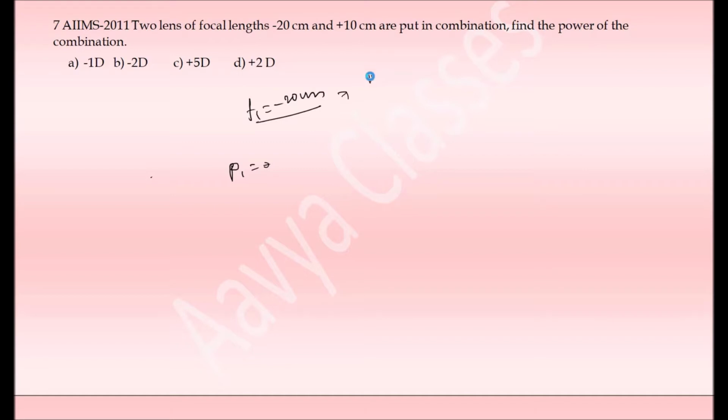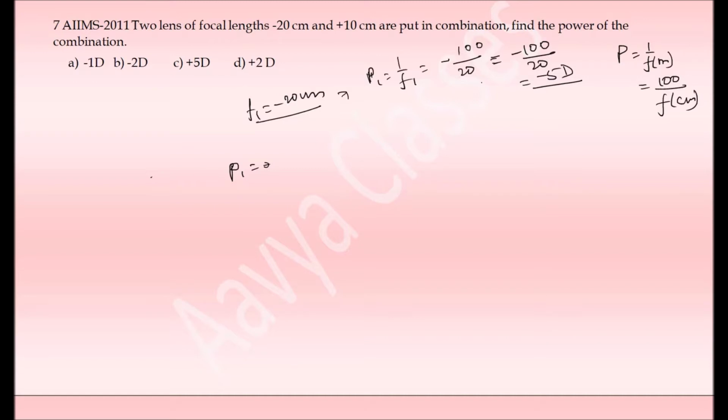So P1 is equal to 1 by f1, that is 1 by minus 20 centimeter. We have to put it in meter. So from there we get minus 100 by 20, and it is minus 5 diopter. As we have already learned, power is equal to 1 by f in meter or 100 by f in centimeter. So P1 is equal to minus 5. Now we calculate P2. So P2 is equal to 1 by f2, that is equal to 100 by 10, and it's equal to 10 diopter. So P2 is equal to plus 10.